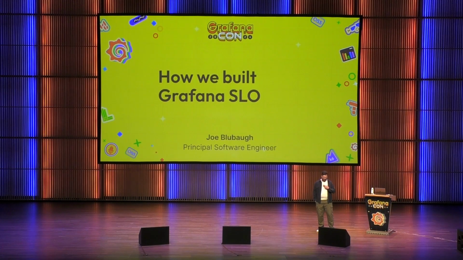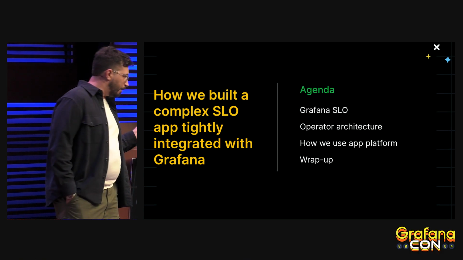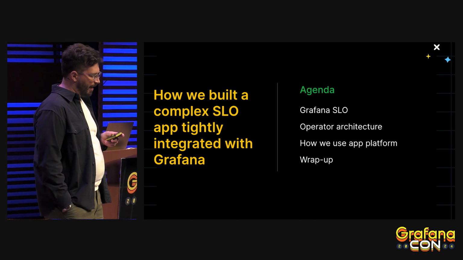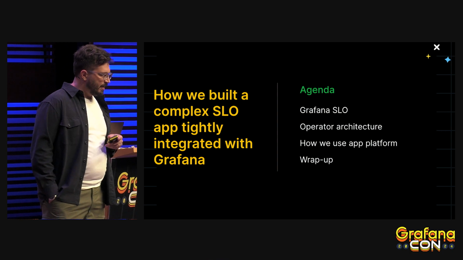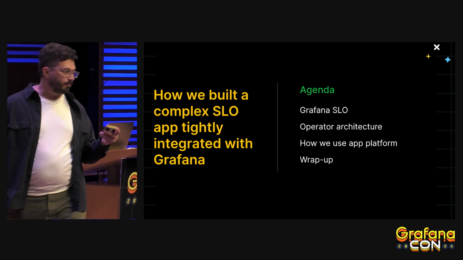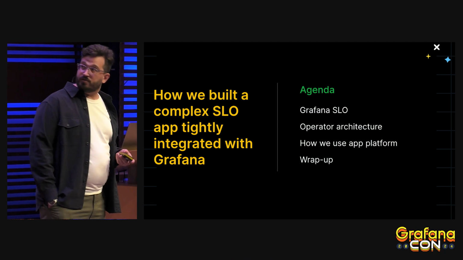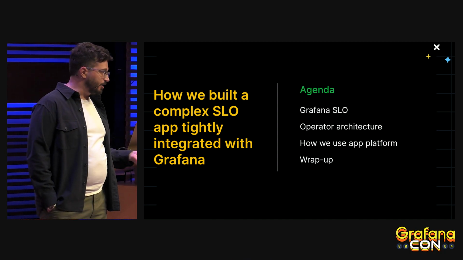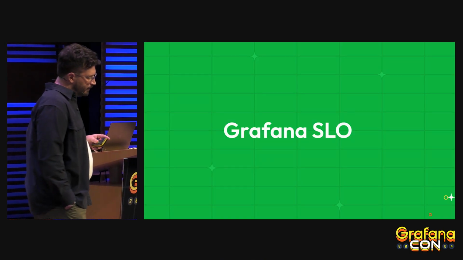I'm Joe. I'm the tech lead for Grafana SLO, which is a Grafana Cloud application, and I'm going to talk a little bit about how we built it on top of our prototype for the Grafana app platform. So I'm going to expand a little bit on what Stephanie and Ryan talked about. I'll walk you through what Grafana SLO is, sort of the functions of the app, and the architecture we use for that, the sort of operator architecture, and how we use features of the app platform to make that work.